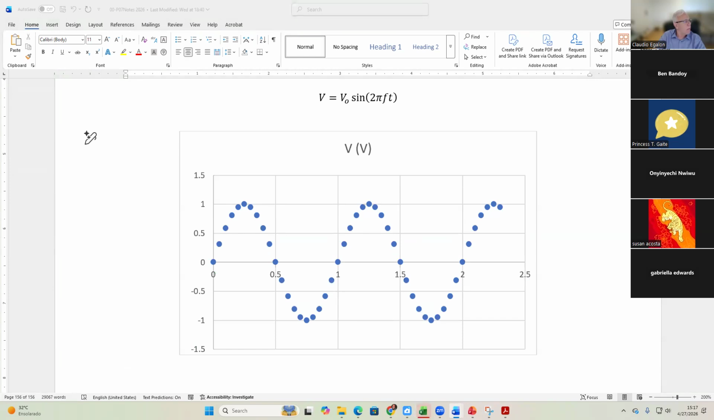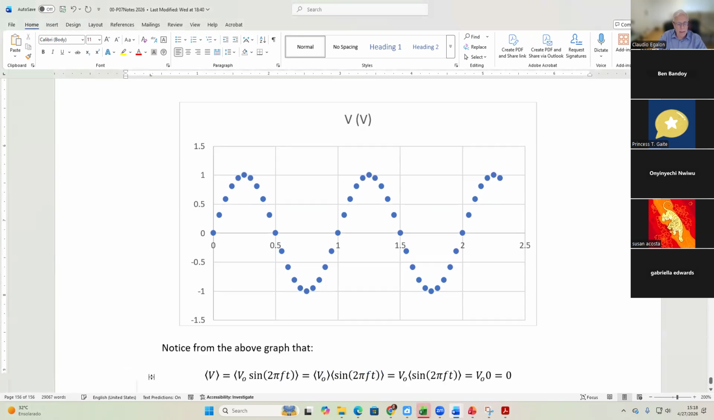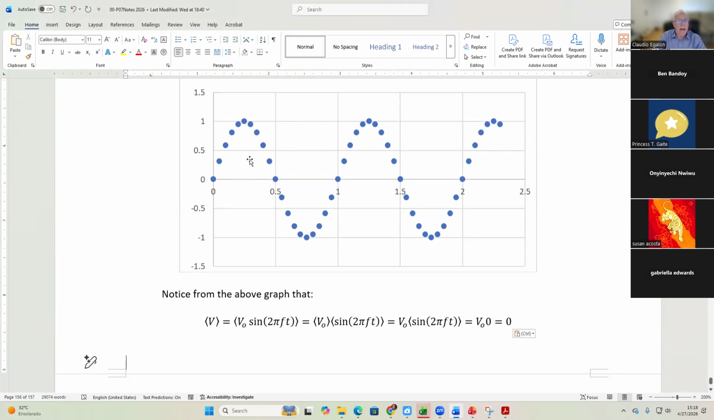Okay, so notice from the above graph that this area here, summed to this area here, is going to be equal to 0. And that was the average. The average is related to the area below this curve. Okay. So when we square, let's see if I can get it. I don't have it. I'm going to show you how it looks.